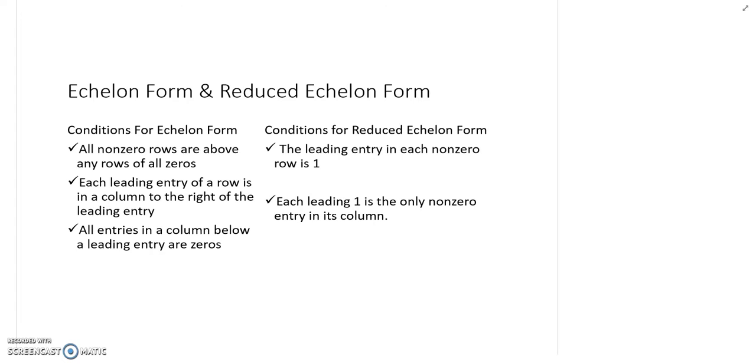We'll explain all of this in just a second so you can see it. And then for reduced echelon form, in addition to the first 3 conditions for echelon form, the leading entry in each non-zero row must be a 1, and each leading 1 is the only non-zero entry in its column. Like I said, we will take a closer look at this in just a second.